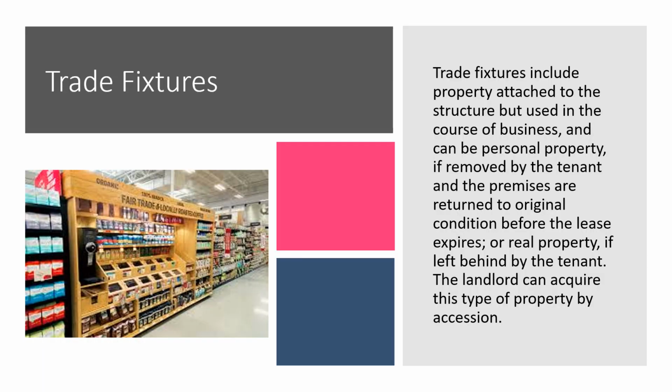Trade fixtures include property attached to the structure but used in the course of business, and can be personal property if removed by the tenant and the premises are returned to the original condition before the lease expires, or real property if left behind by the tenant. The landlord can acquire this type of property by accession.